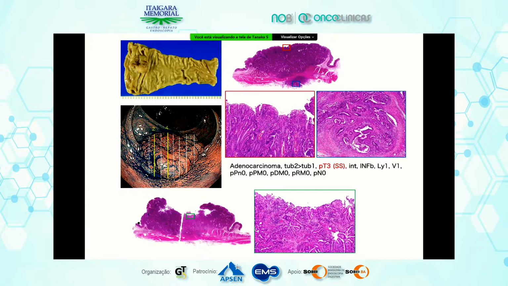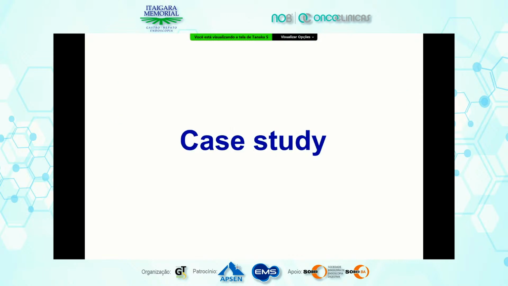Like this, the region invaded into the muscular layer. Magnifying observation is only diagnosis of surface microstructure. So when we diagnose deep invasive carcinoma, we have to distinguish between SM cancer and MP cancer. In such a case, EUS or fluoroscopy is very useful. So let's start the case study.